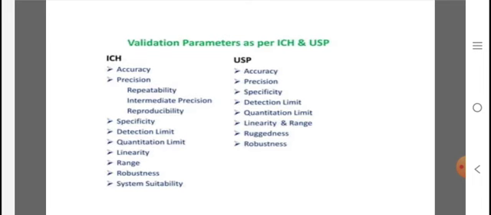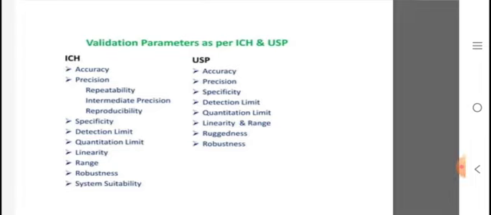Validation parameters as per ICH and USP. As per ICH: accuracy, precision, repeatability, intermediate precision, reproducibility, specificity, detection limit, quantitation limit, linearity, range, robustness, and system suitability; all should be checked in the ICH. Whereas in the USP: accuracy, precision, specificity, detection limit, quantitation limit, linearity and range, ruggedness and robustness. So in this way, system suitability and different types of precision can be missed, and detection limit also missed.